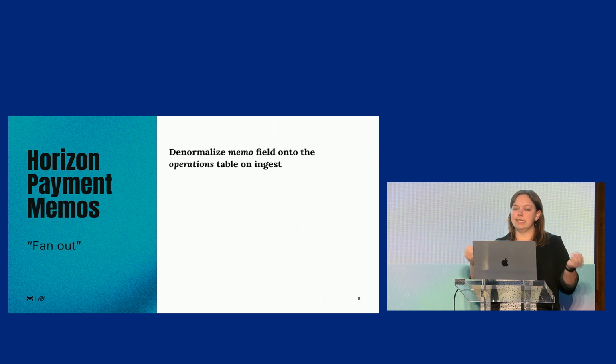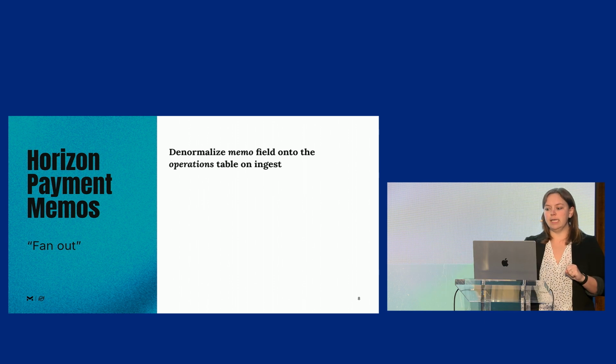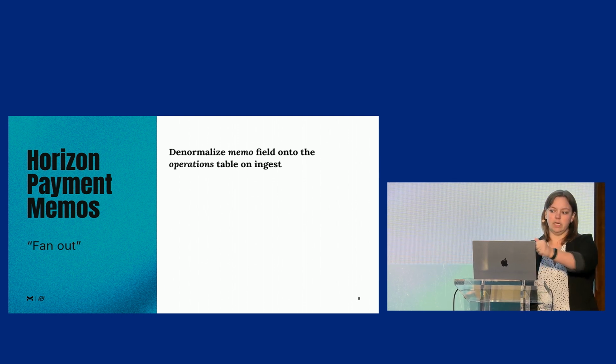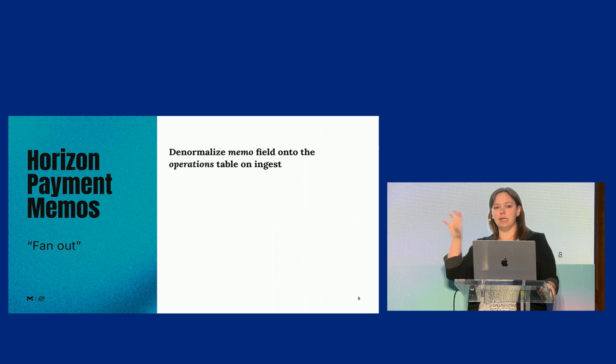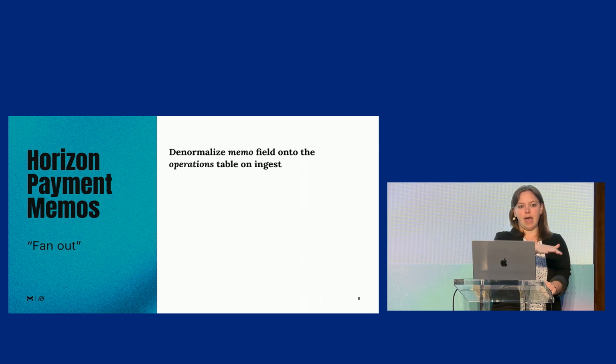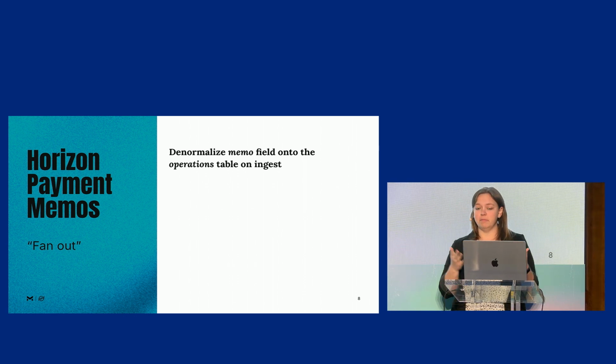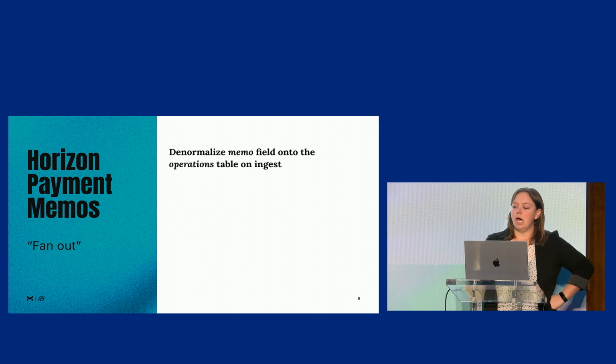Going back to system design first principles, we're going to talk through two general approaches: fan in or fan out. When I say fan out, it generally means denormalize the data, like shove it out there on the right. So in this case, we could denormalize the memo field onto the operations table on ingest. That means when a ledger closes, Horizon takes it in the right path, writes the memo field on the operations table, and pulls it from the transaction. It has that data. It can totally do that. This is an option.